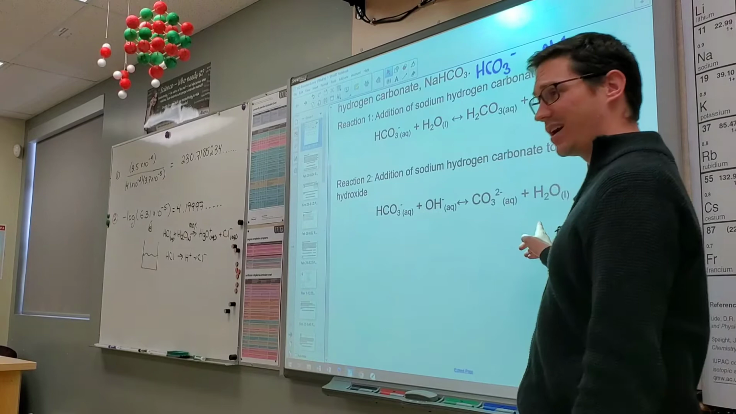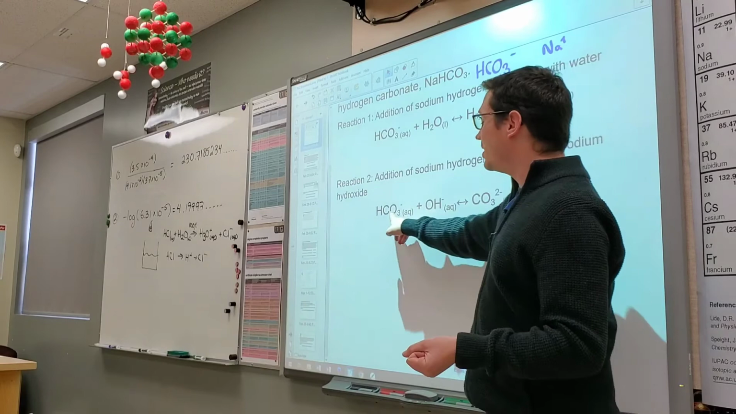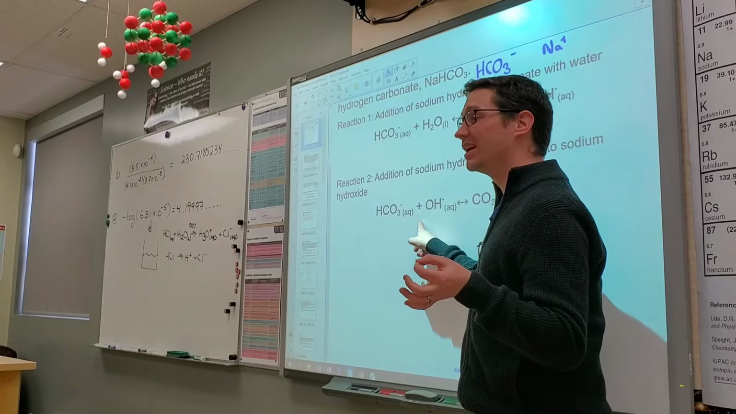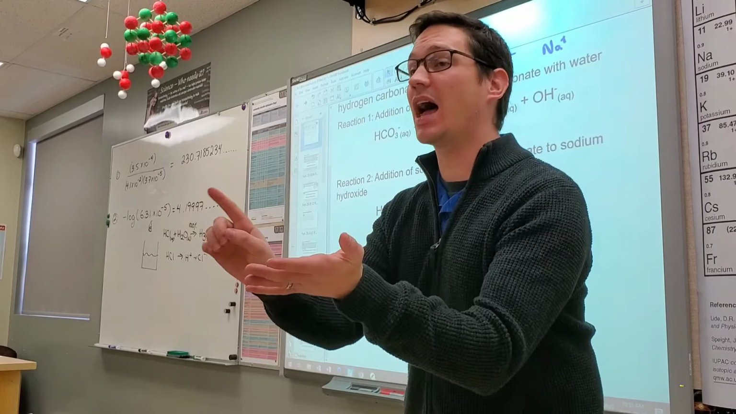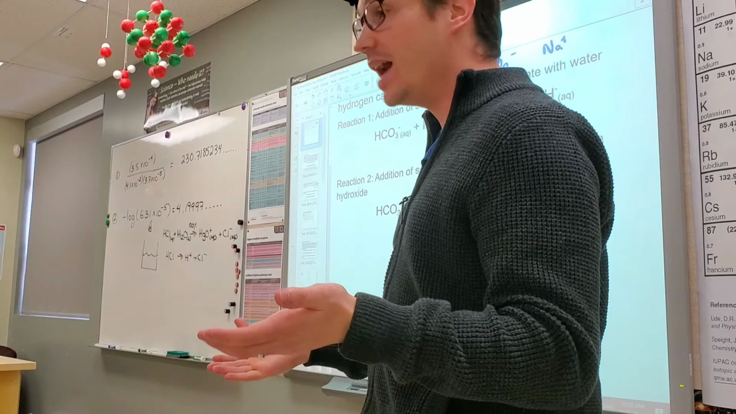Can you see this? How hydrogen carbonate reacts with hydroxide? Remember, hydroxide's a base, right? So what does that mean hydrogen carbonate is acting like right now? What kind of stuff reacts with bases? Are you trying to tell me that sometimes hydrogen carbonate acts as a base, and sometimes hydrogen carbonate acts as an acid? Is that what you're seriously telling me? Yes, that's what you're seriously telling me.